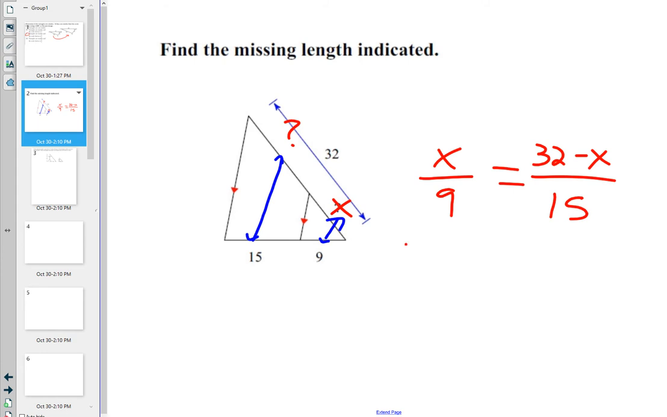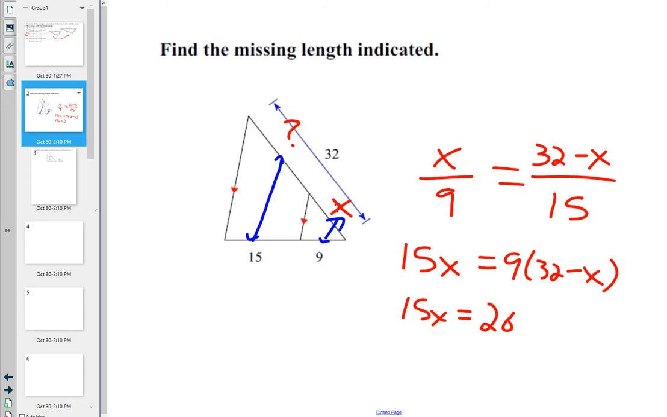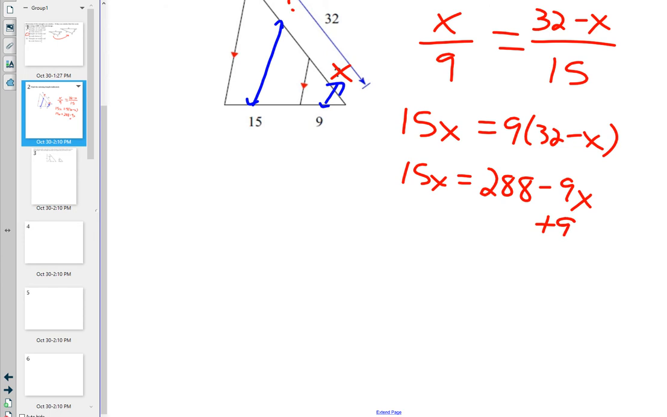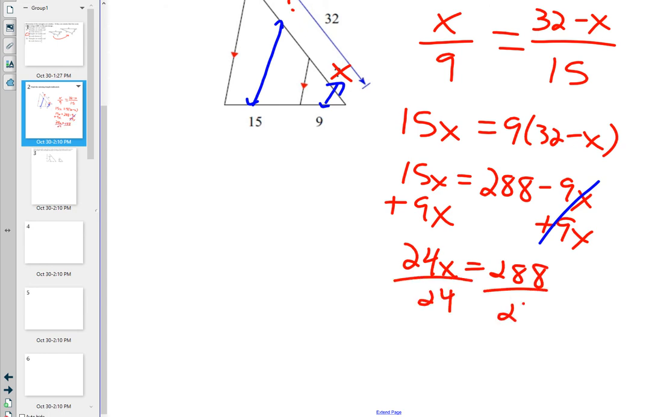Here's my proportion, so cross multiply. And I really don't care which way. You can do it the way I showed you first. You can do it this way. It doesn't matter. Okay, so cross multiply. That gets rid of the fractions. 15x is equal to 9 times 32, which is 288. Somebody check my math for me. Scotty, you're the calculator guy. Yes, sir. That gives me 24x is equal to 288, divided by 24. So the missing measurement is 12.